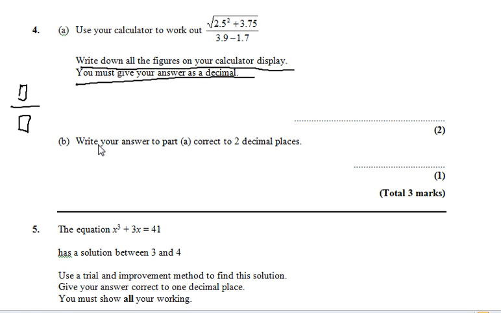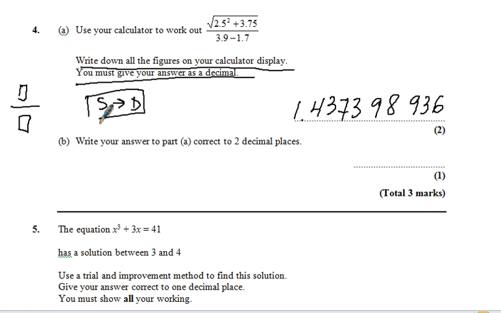Okay, and that's what I'm getting on screen of my calculator. I'm getting numbers 1.43739896. You had to write all of them. If you were getting a fraction, remember to press the button S to D. That would simply convert your fraction into decimal.